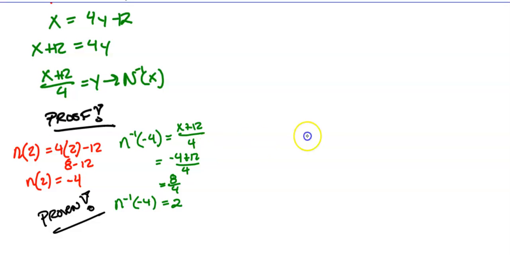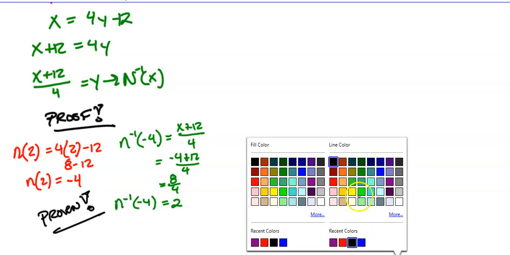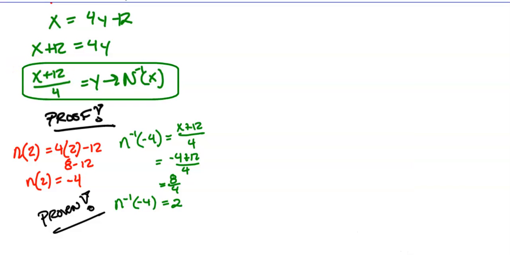So this is our proof. So this is what the inverse function is right here. I'll just rewrite that so it's neater. So we got x plus 12 over 4 is our inverse function. Piece of cake.